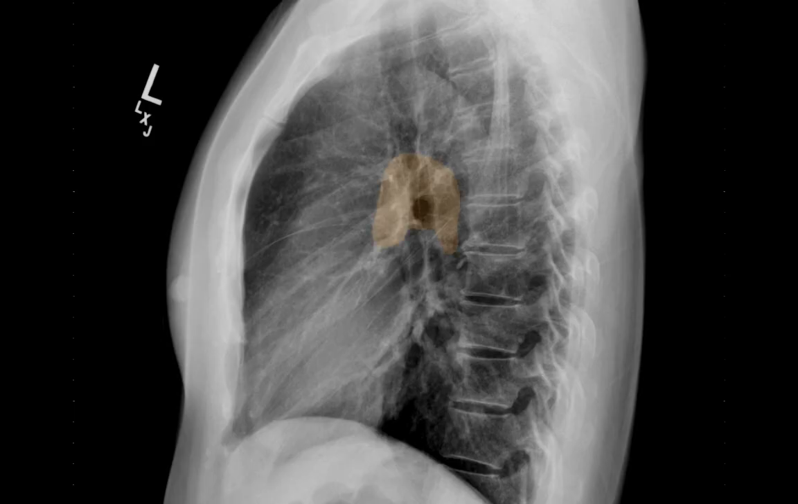On lateral chest x-rays, the right and left hila form an upside-down horseshoe. The right pulmonary artery forms the anterior portion of the horseshoe, here in red, and the left pulmonary artery forms the superior and posterior portions of the horseshoe, here in yellow.